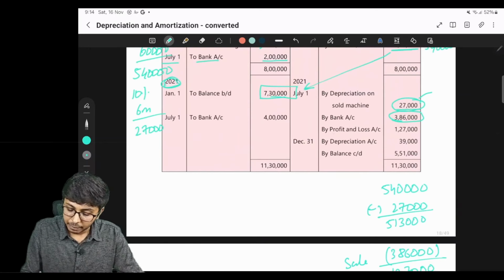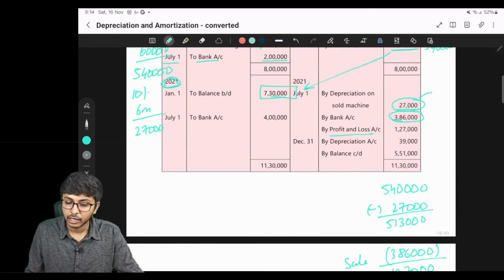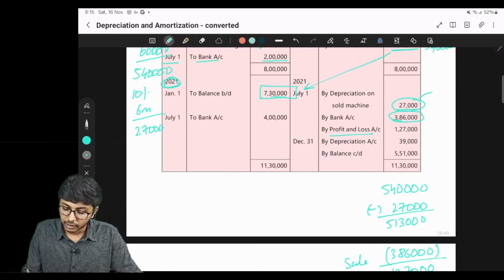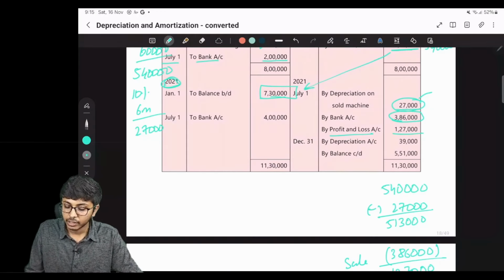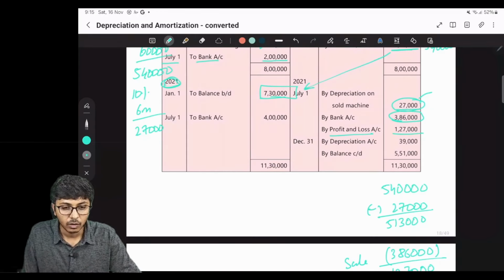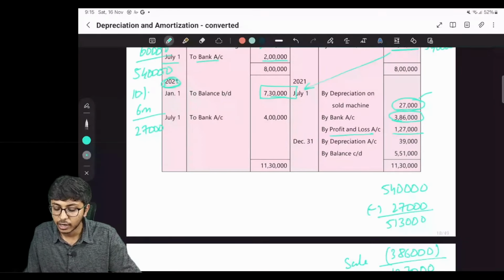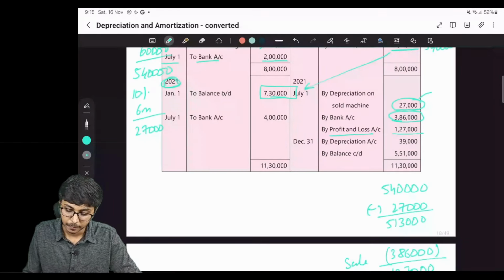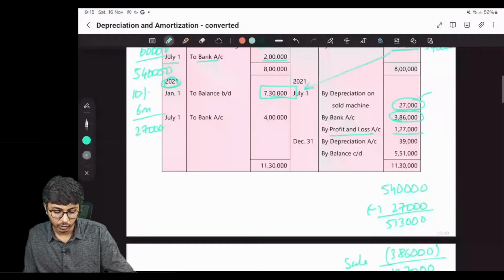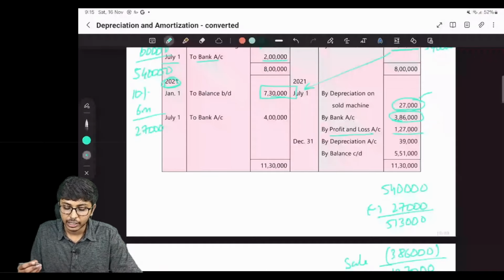Okay, I sold it for 3 lakh 86, but I have incurred a loss of 1 lakh 27,000. So by P and L, machinery account will be credited by the loss. Okay, so 1,27,000 is my loss for the year. So P&L debit to machinery 1,27,000 rupees. Did you understand? Okay. So on the same date, they are telling we bought one more.